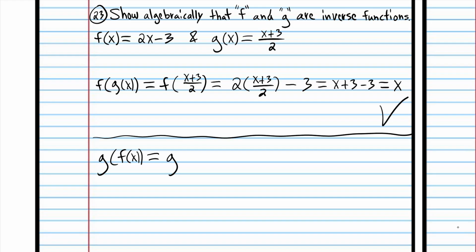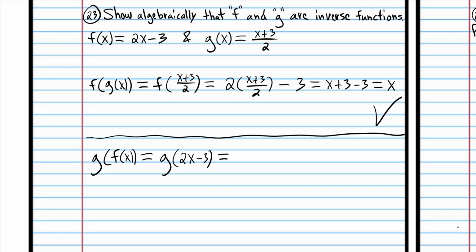We're going to plug in the f of x function, which is 2x minus 3. And by the way, this step here is not really necessary. It's just done to kind of help you understand. It may help you, or it may just make things more confusing. But you don't have to write that step.